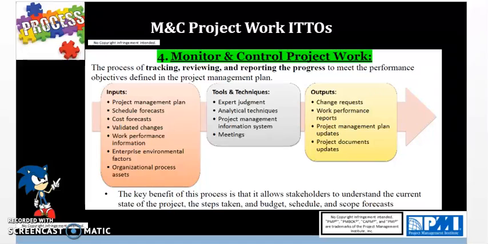The next output is project management plan updates, and these are updating the major plans: scope plan, cost plan, schedule management plan, risk management plan, etc. And project document updates are to schedule and cost forecasts, work performance reports, issue logs, risk logs. Anything that is not a plan is a project document, sorry. So anything that does not have a baseline or a plan tied to it is going to be a document supporting the plan. So we're going to be updating those as well.